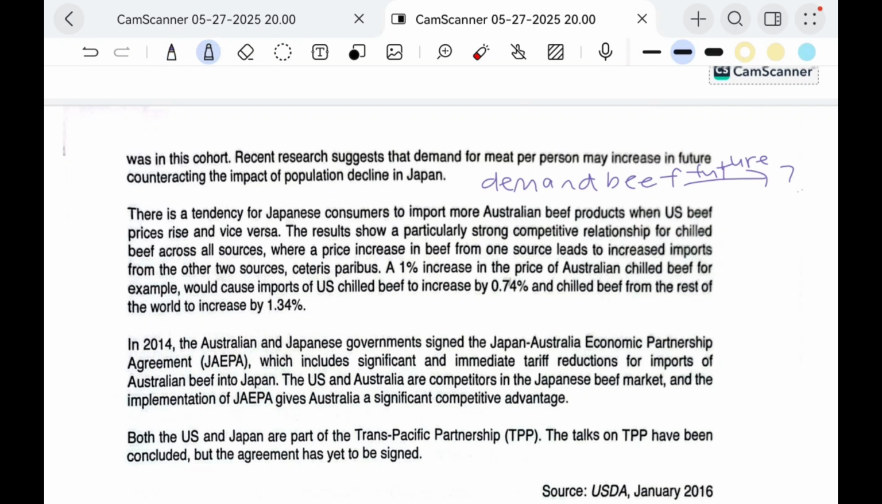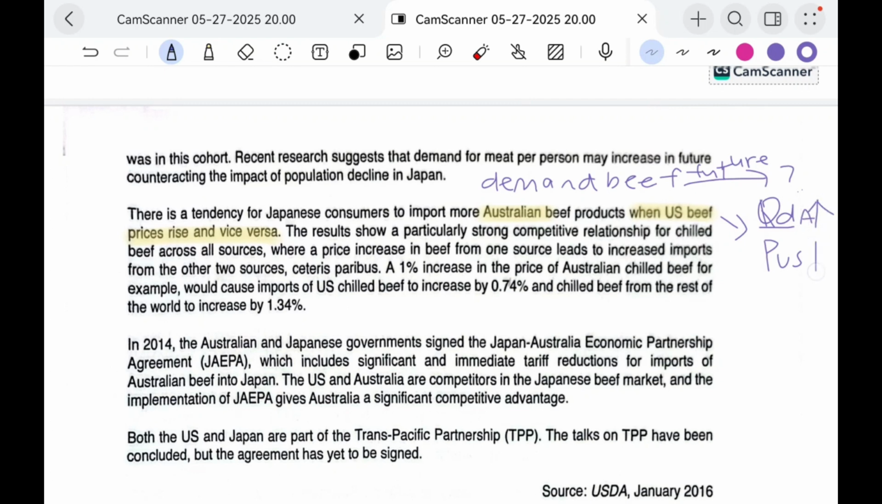Okay, then the last 3 paragraphs. Here is the good thing, because you see the next paragraph, if you glance through it, you see some numbers there. So the numbers may be what you are looking for. Okay, so they say there's a tendency for Japanese consumers to import more Australian beef when US beef price rises and vice versa. This is when the concept of XED comes in, right? Because they say when the price of US beef increases, the quantity demanded for Australian beef increases.